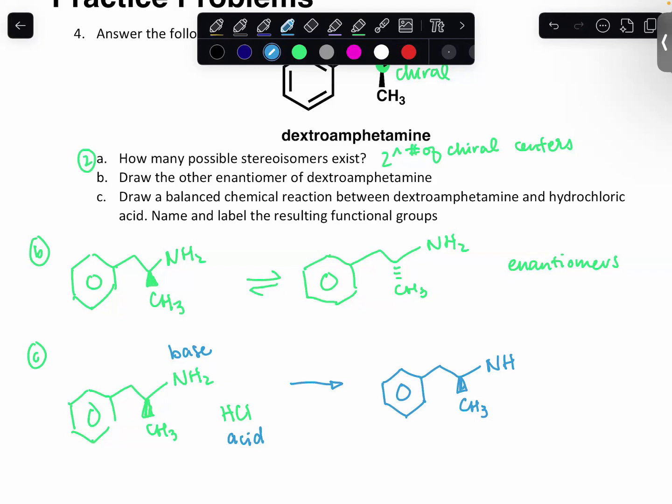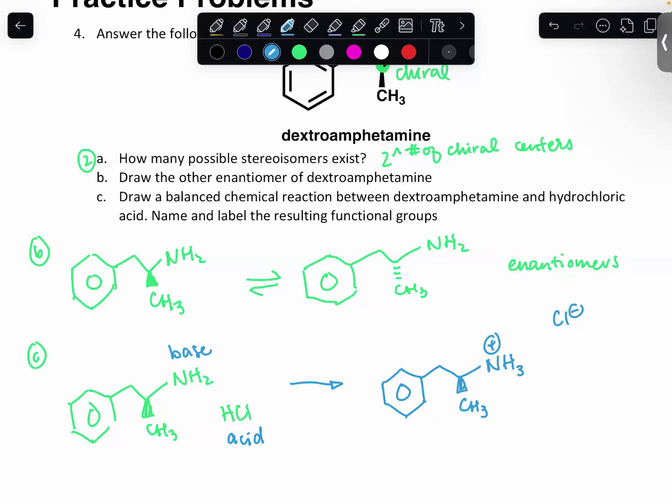What is HCl once it gives out that proton? Cl minus. So how many protons does our nitrogen have now? 3. Can I just leave it like this? You put a charge on the H. Yes. What charge? Positive. So that's our balanced chemical reaction.